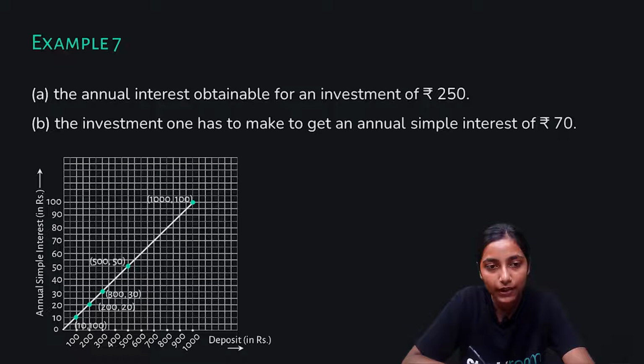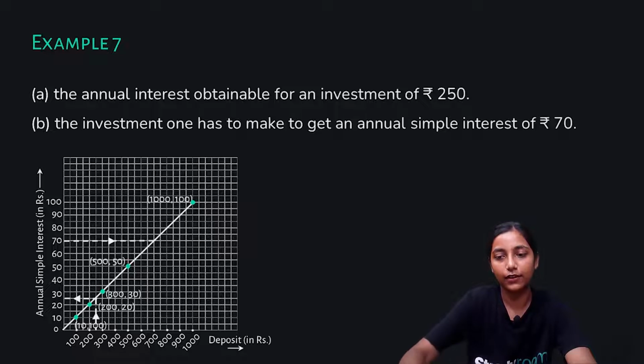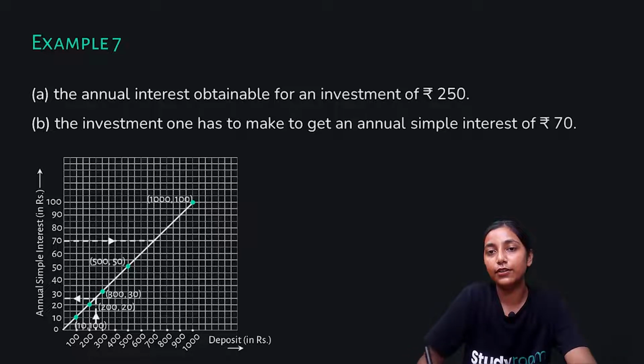So what is this point? On the y-axis, it is between 20 and 30, that is 25. So if you go to the upward side, you are going to reach here. So this will be your answer, that is, the annual interest obtainable will be rupees 25.